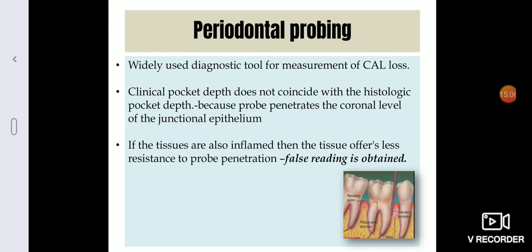The clinical pocket depth does not always coincide with the histological pocket depth because the probe penetrates the coronal level of the junctional epithelium. In certain situations, it may give a false reading since inflamed tissue provides less resistance to the tip of the probe when it is inserted, whereas healthy tissue gives more resistance and less penetration. So, in such conditions, a false reading may be obtained.